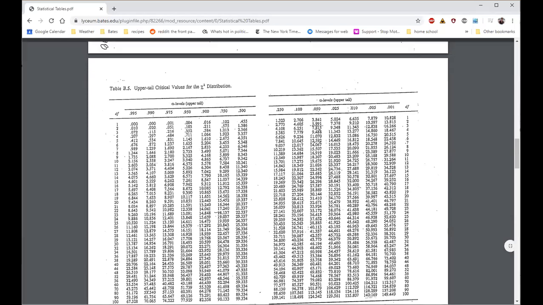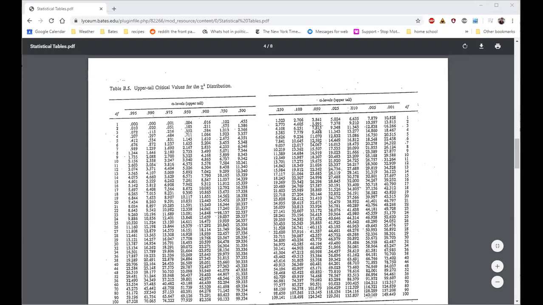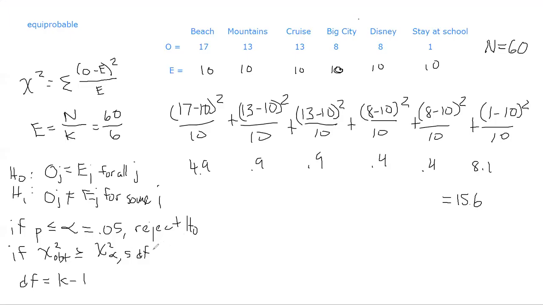So let's see if we can find our whiteboard again. Yay, all right, so it's 11.070, and that will be the threshold that we will use to reject or fail to reject our null hypothesis. Okay, so moving along then to our test statistic, which we've already done. So we have our chi-square obtained formula here. We figured out our expected value, and then for each of our 6 categories, we compared the observed to the expected, and we found that our total chi-square here is this 15.6 value.